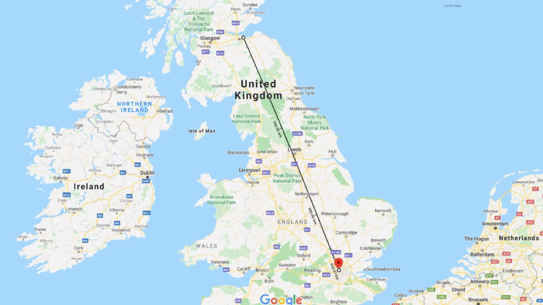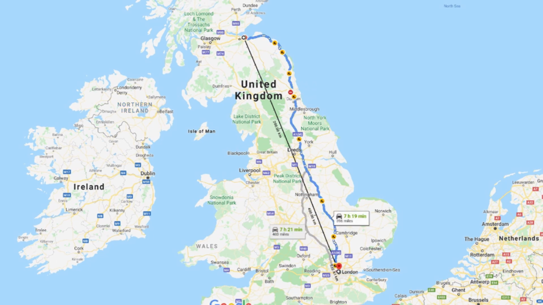Realistically, it is impossible to take such a direct and straight line route. This is because roads are not straight. Traveling through curved roads increases the total distance traveled substantially. You're going to take the blue route instead. The journey is 396 miles, 64 miles more than a straight line.